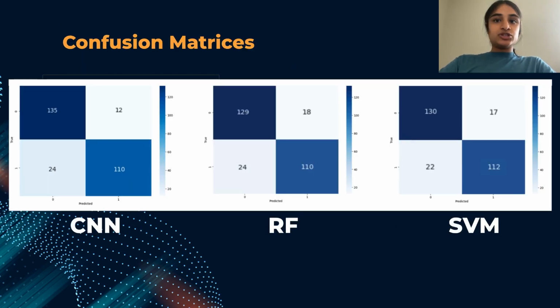Now looking at the confusion matrices, it showed that the SVM misclassified 17 class 0 and 22 class 1 samples. The RF misclassified 18 and 24, while the CNN had 12 and 24 misclassifications respectively. While the CNN led in accuracy, all of the base models struggled with some of those borderline cases.